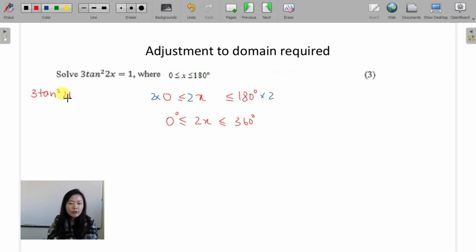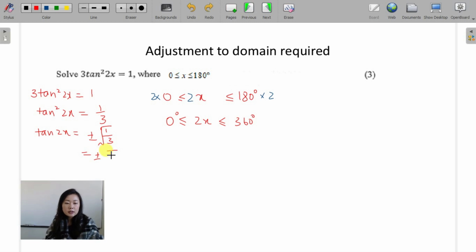Just like before, you need to make the ratio itself the subject. So divide the 3 across. And then square root that. Square root means plus minus. Which is basically 1 on root 3. Okay, so now you go through the same steps. Quadrants, reference angle, quadrants first. So quadrants, all 4 because it's plus minus.